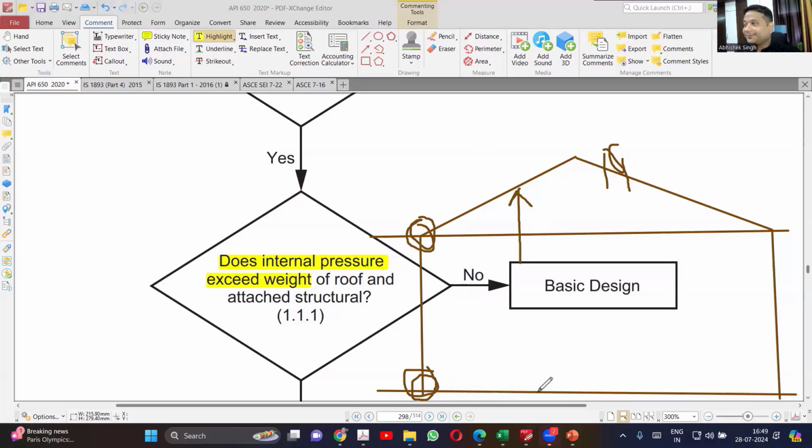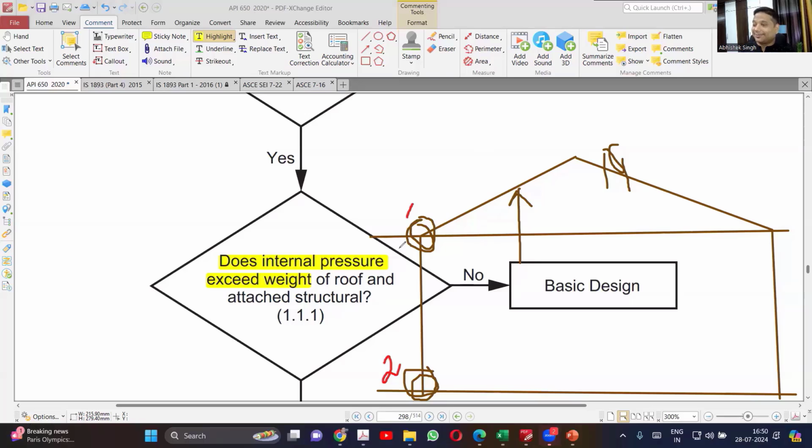What is the advantage? In any case, it is breaking. Does it matter whether it blows from here or from here? Does it matter if the roof is failing or the bottom plate is failing? Yes. Bottom joint failure will throw the tank like a rocket. Even the roof failure will throw the roof at high speed, but the weight is less.